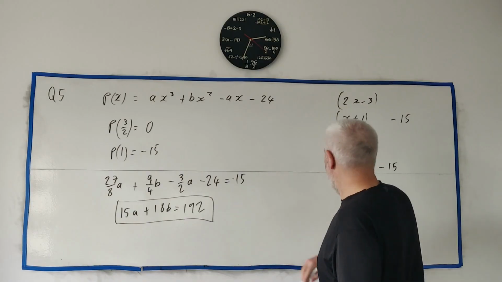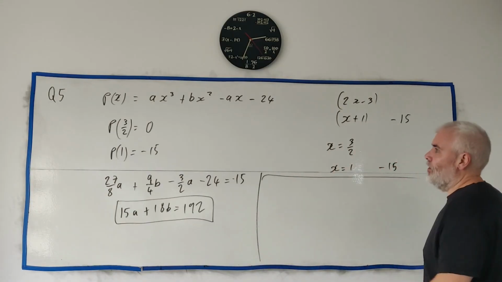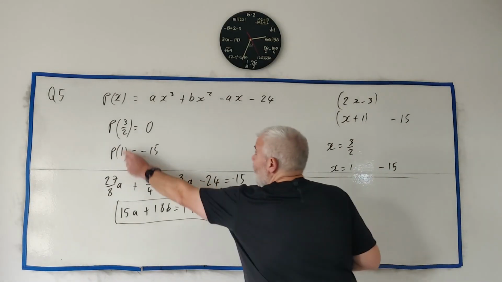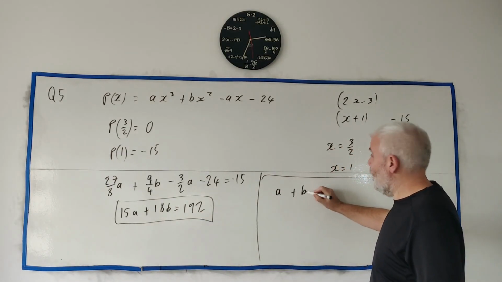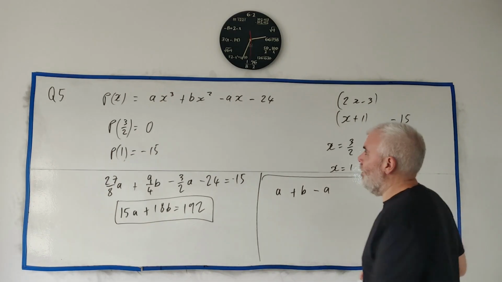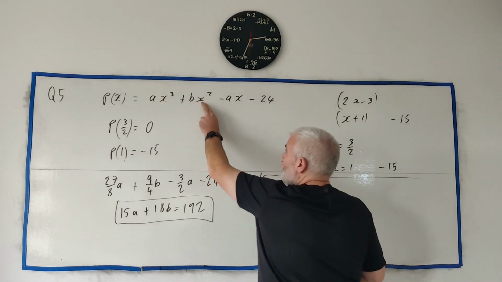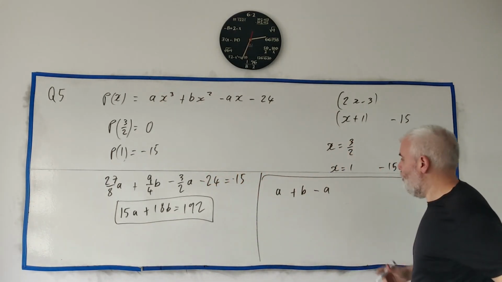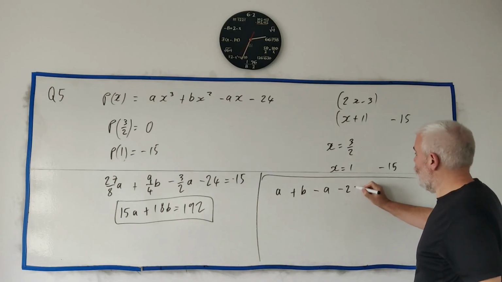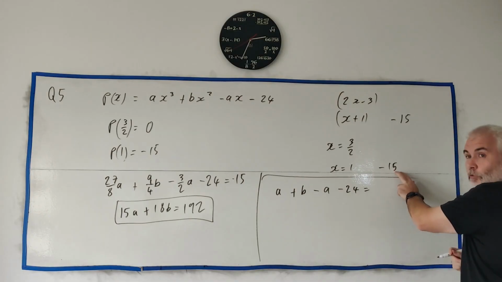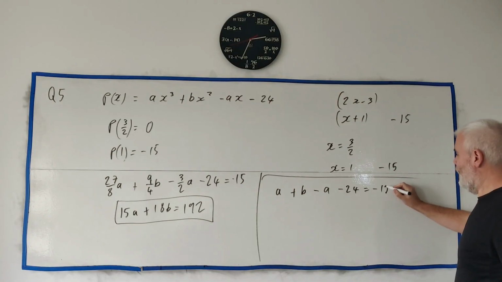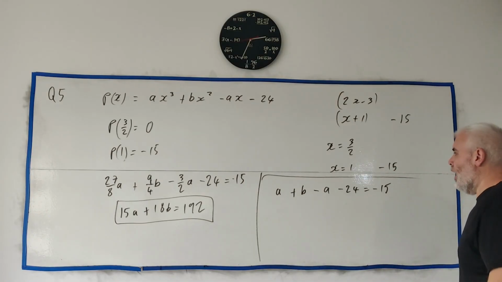It works out a lot nicer. I guess I have lots of room down here to do this. If I put 1 in up here, I'll get A, I'll get plus B, I'll get minus A. I'm just putting 1 cubed, 1 squared, 1. They're all 1. Minus B, minus 24, and I know that the answer is minus 15 because that's the remainder at that point. That's just a theorem in maths.